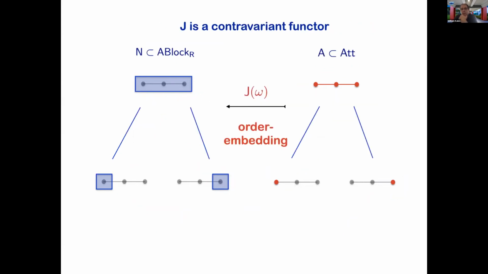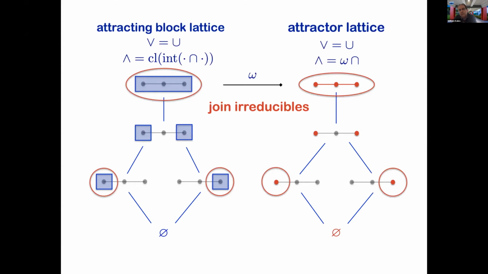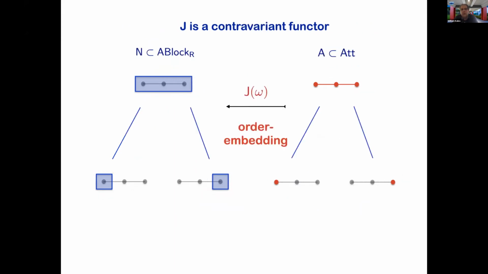And when you have this omega homomorphism going across here, then when you apply this join irreducible operation to it, it's actually a functor, and you get an order embedding back from the attractors into the attracting blocks, right? From these structures.